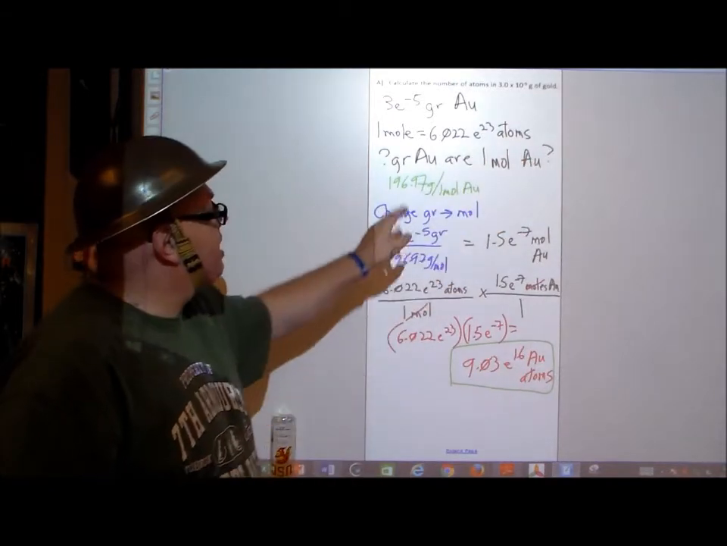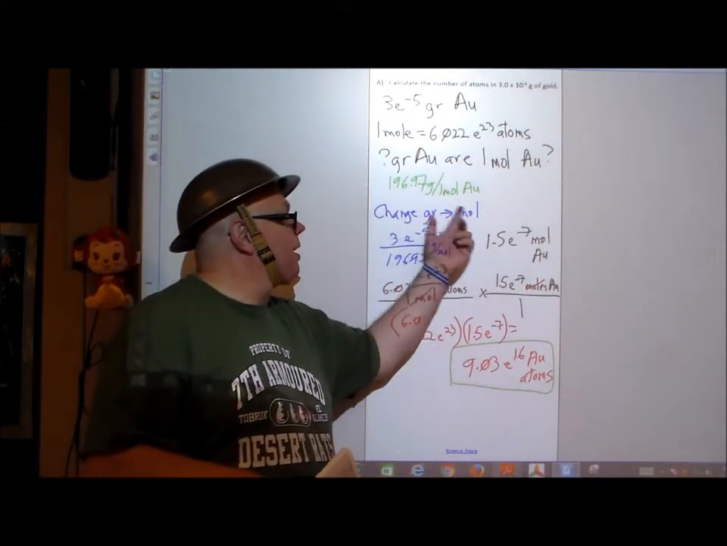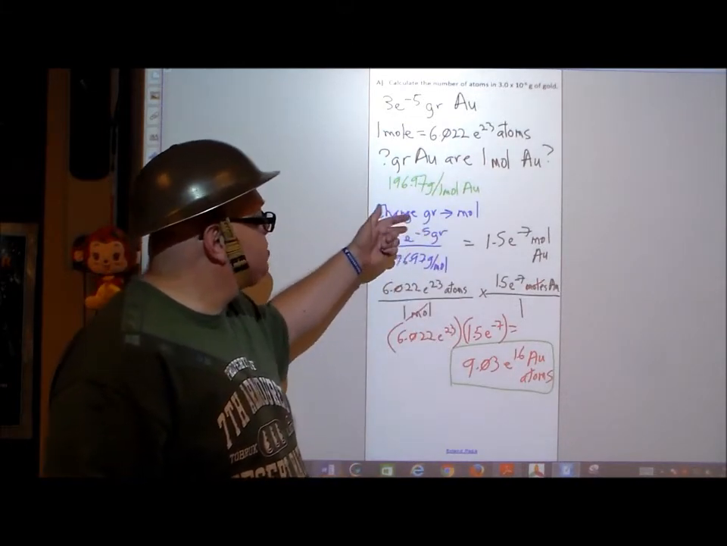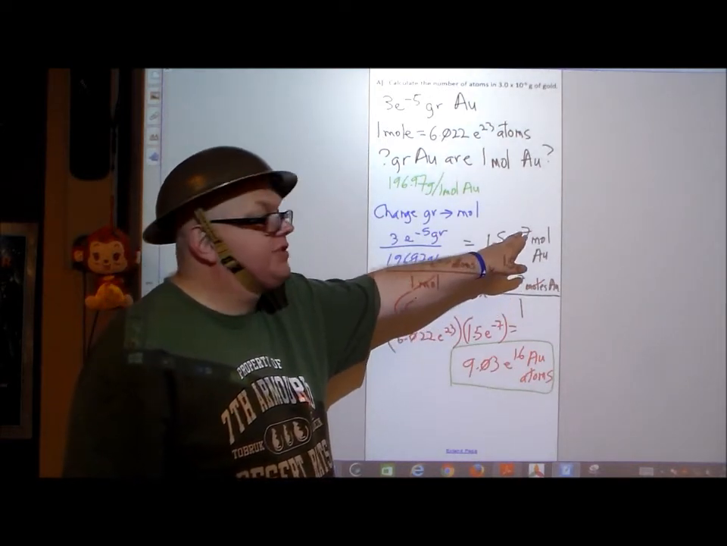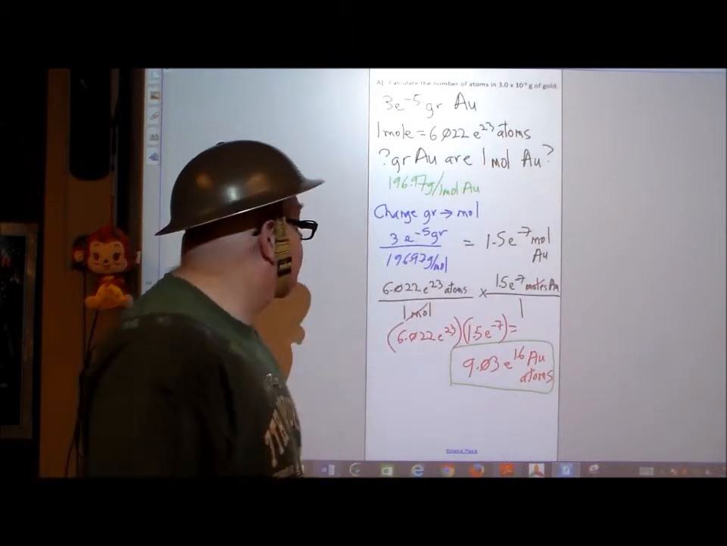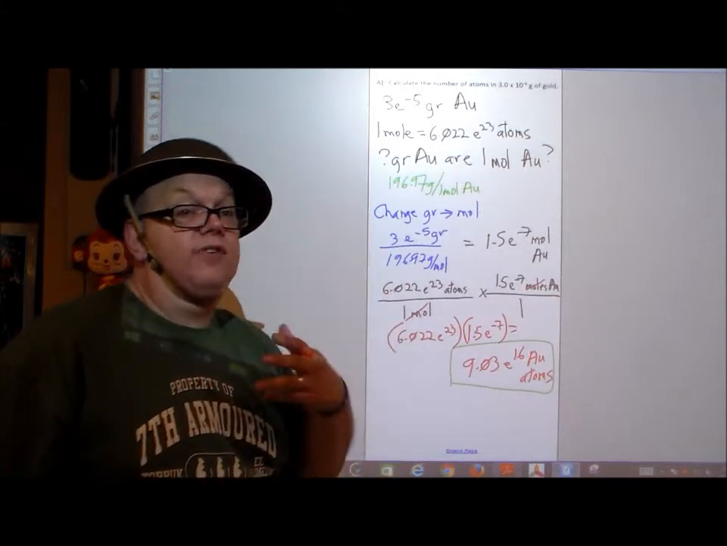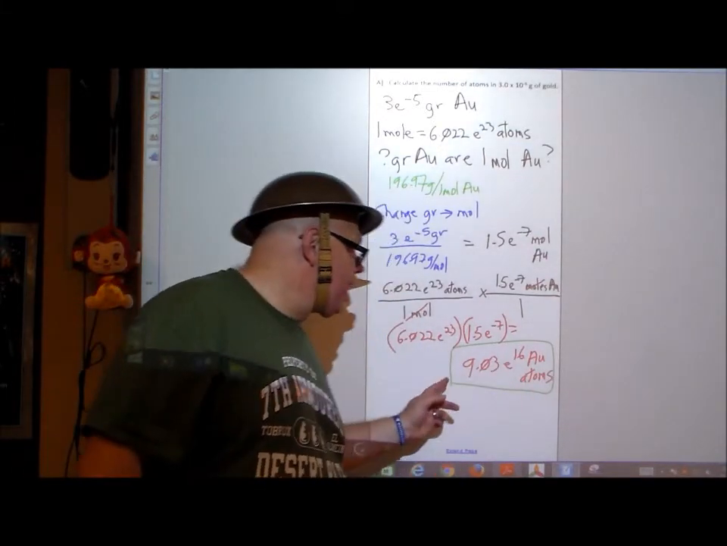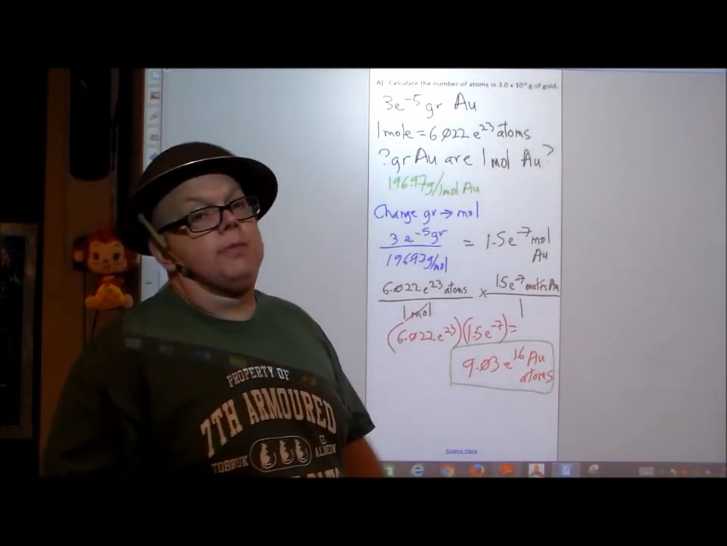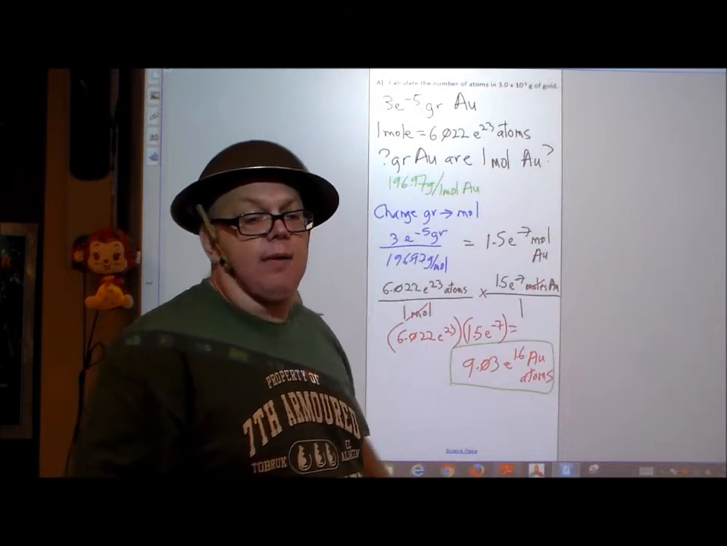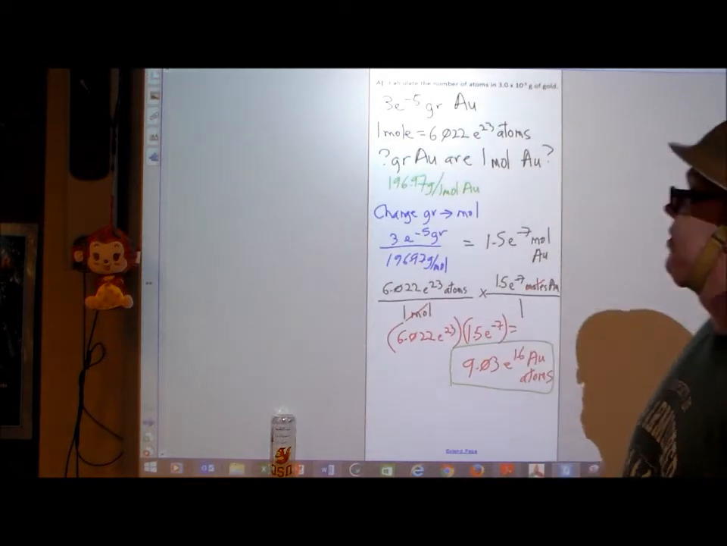So how many grams are in 1 mole of gold? Well, we went to the periodic table. We found that out right here, 196.97, and then we changed it from grams to moles. So we divided the grams we had by the grams per mole. That's how many moles of Au we have. It's to the negative 7th, so it's going to be a very small number. And then we multiplied it by how many atoms there are in a mole of anything, and that's how we walked away with 9.03 e to the 16th, or 9.03 times 10 to the 16th. Now, if you want to go times 10 to the 16th, that's perfectly fine by me. I have no problem with that.